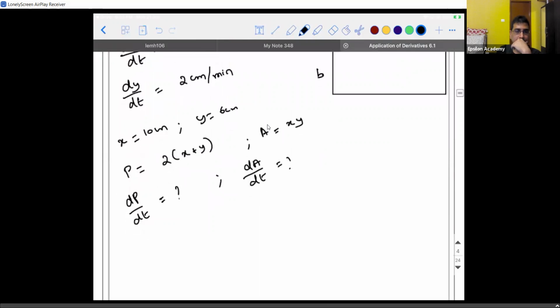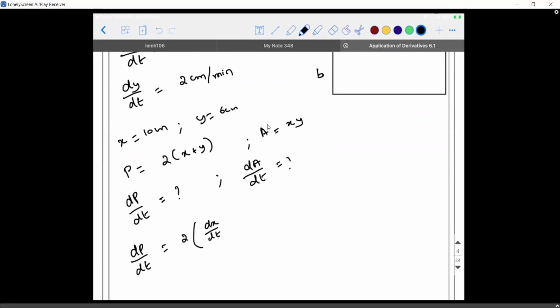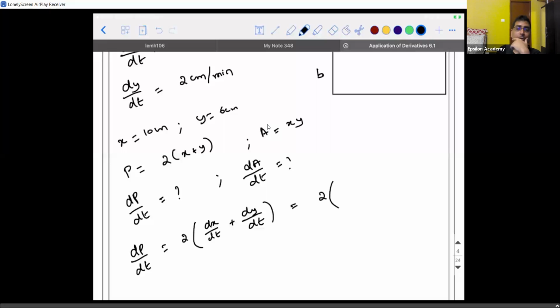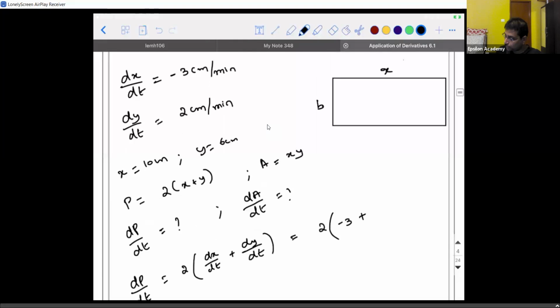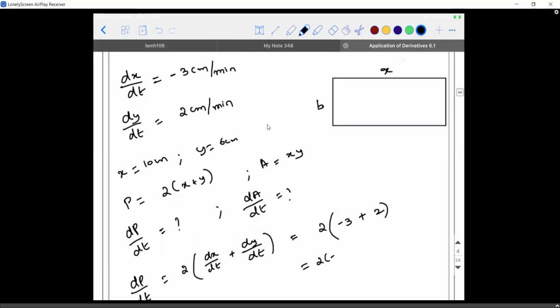So how to get dP by dt? 2 into dx by dt plus dy by dt. So 2 into what is the value of dx by dt? Minus 3, plus dy by dt is plus 2. So 2 into minus 1. So it is going to be minus 2 centimeter per minute.